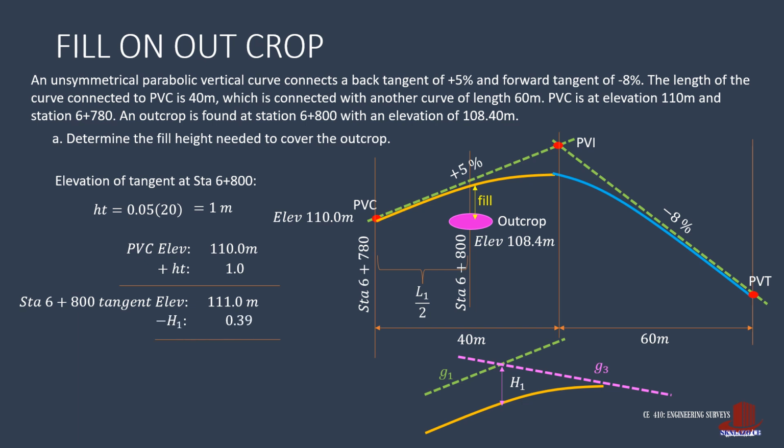Next is to subtract h1 of 0.39 meters to determine the curve height. The height of the curve station at 6 plus 800 is then 110.61 meters. Subtract from there the outcrop elevation of 108.4, giving the thickness of the fill as 2.21 meters.